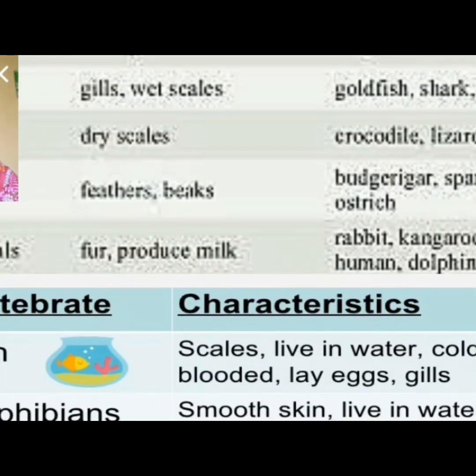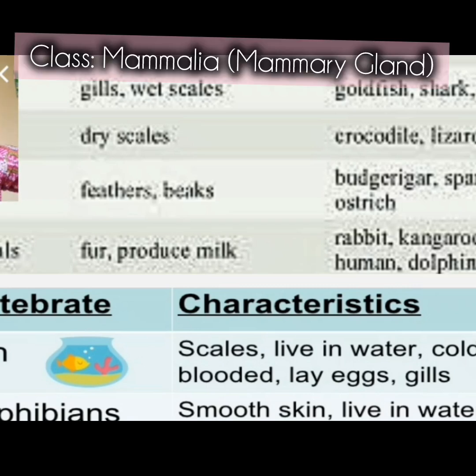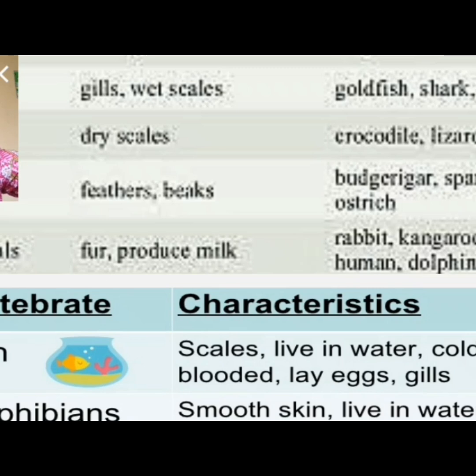The fifth example of animals in the vertebrate category is called the mammals. They are called mammals because they have mammary glands. They have fur and they produce milk. They can breastfeed their young ones when they give birth to them. Good examples of mammals are rabbit, kangaroo, human, dolphins, and many others.